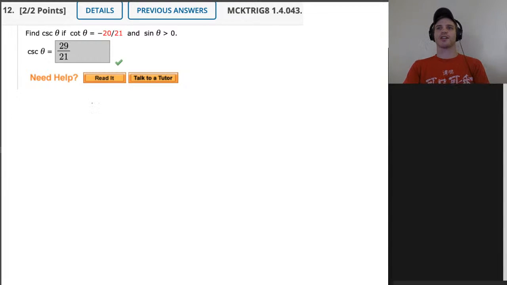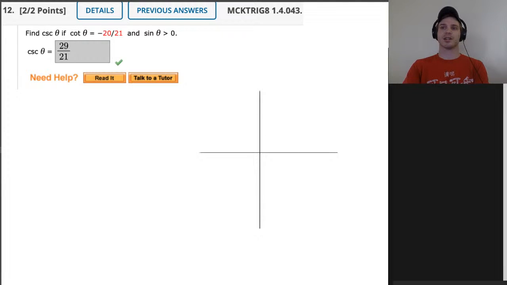All right, so find cosecant of theta if cotangent is this. Okay, so cotangent is negative. They give us a negative number here, and then they tell us that sine is positive. So if sine is positive but cotangent is negative, that means cosine has to be negative. So where is cosine negative and sine positive? That is in the third quadrant. So we've got an angle in the third quadrant.